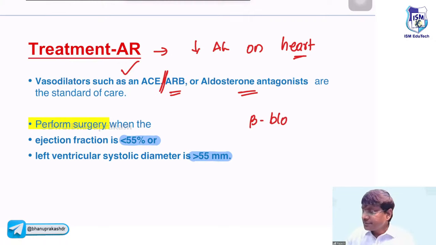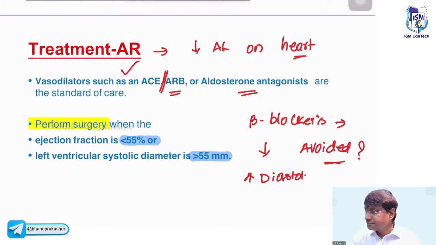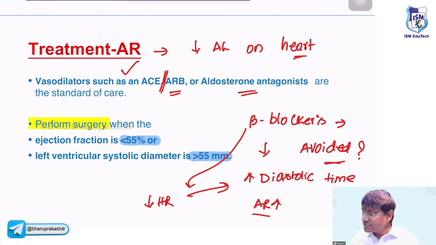Now, can anyone tell me why beta blockers are avoided in patients with aortic regurgitation? Anyone? The reason is that beta blockers increase the diastolic time of the heart. They decrease the heart rate, so the diastolic time increases. As the diastolic time increases, the regurgitation increases, because aortic regurgitation happens during diastole. So when you keep the heart for more time in diastole, the regurgitation also increases. That is the reason why you should not give beta blockers. So that is about the story of AR.